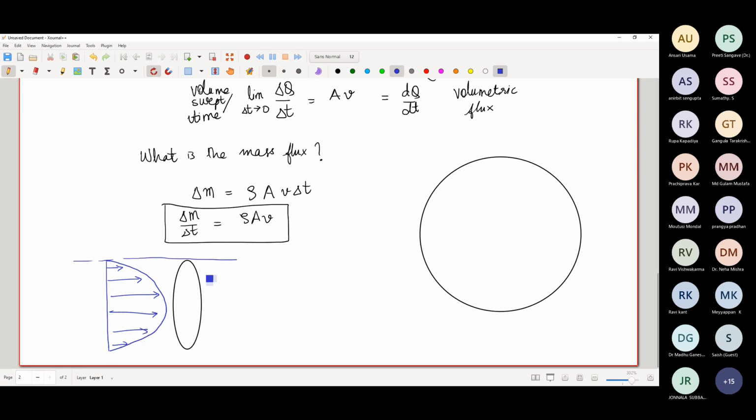So this is the tube, meaning that the velocity at the center of the circle is highest, while the velocity near the tube surface is zero. We can have a situation like this. So in this case, how do we figure out the flux of velocity?